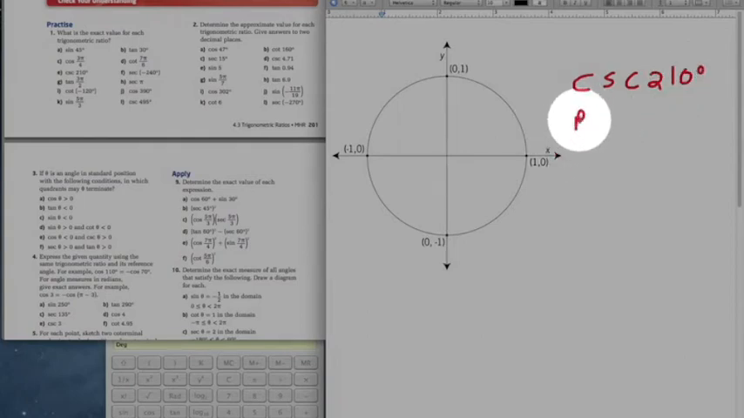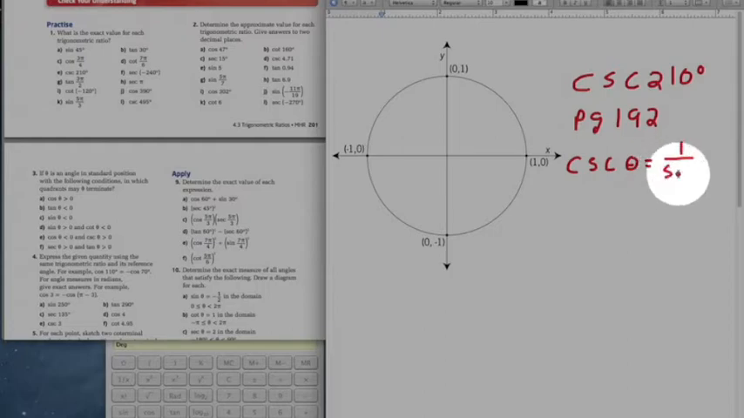Refer to page 192 for more details of what I'm talking about. It gives us all the different trigonometric ratios there. And one of the things we're going to be looking at is that cosecant theta is equal to 1 over sine theta. So that's what cosecant means. It's 1 over sine theta.